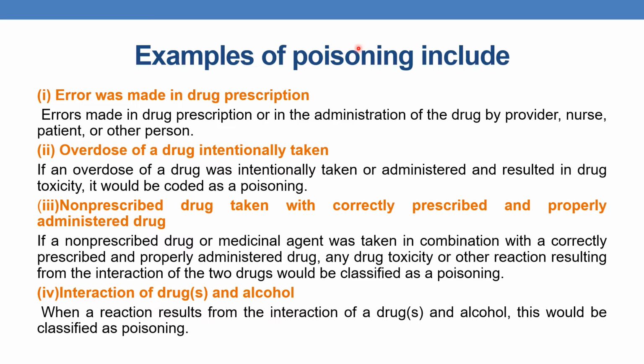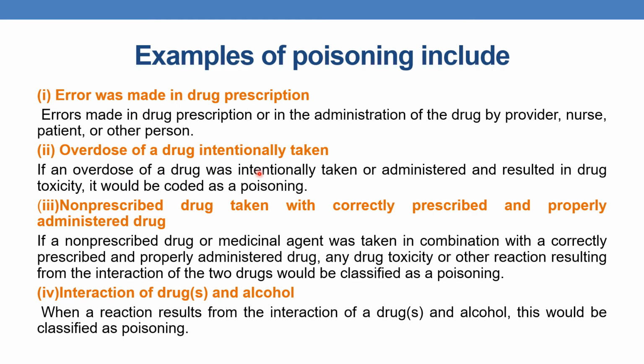Now let us see some of the examples of poisoning. Error was made in drug prescriptions. These are errors made in drug prescription or in the administration of the drug by provider, nurse, patient or other person. That is, instead of prescribing one drug, the physician prescribes another drug, or instead of taking it intravenously, the patient takes it orally. So that is errors in drug prescription.